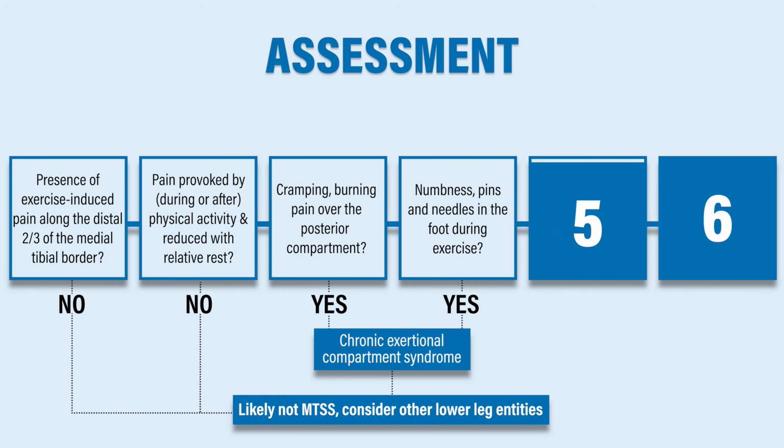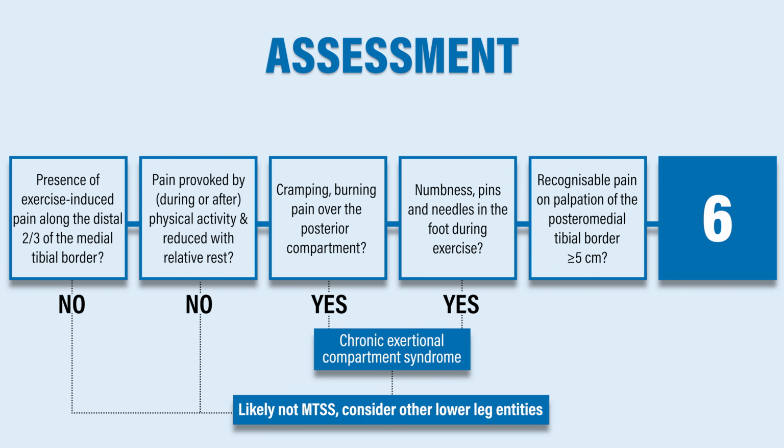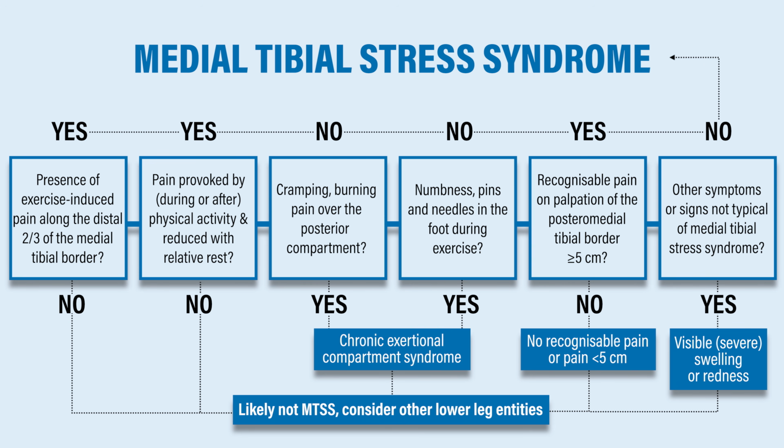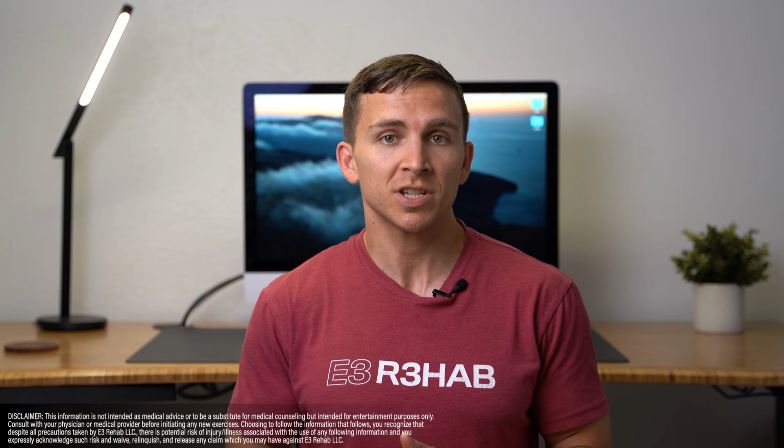If you answered yes to either of those questions, you may have to consider other diagnoses such as chronic exertional compartment syndrome. Do you have recognizable pain on palpation that's greater than 5 centimeters in length? Shin splints are associated with diffuse pain, whereas stress fractures are associated with focal pain. Finally, do you have signs or symptoms not associated with medial tibial stress syndrome, such as redness or swelling? An important finding from this paper is that 1/3 of people with this condition also present with other concurrent lower extremity injuries, so shin splints don't always happen in isolation.